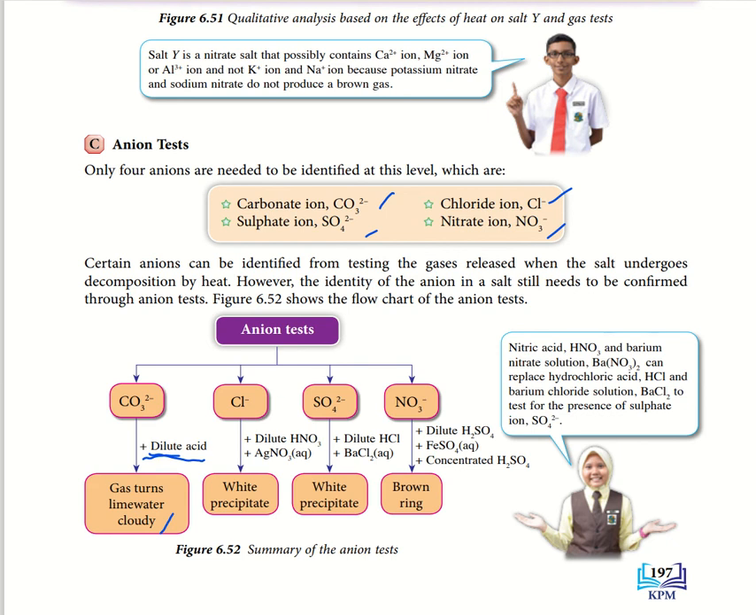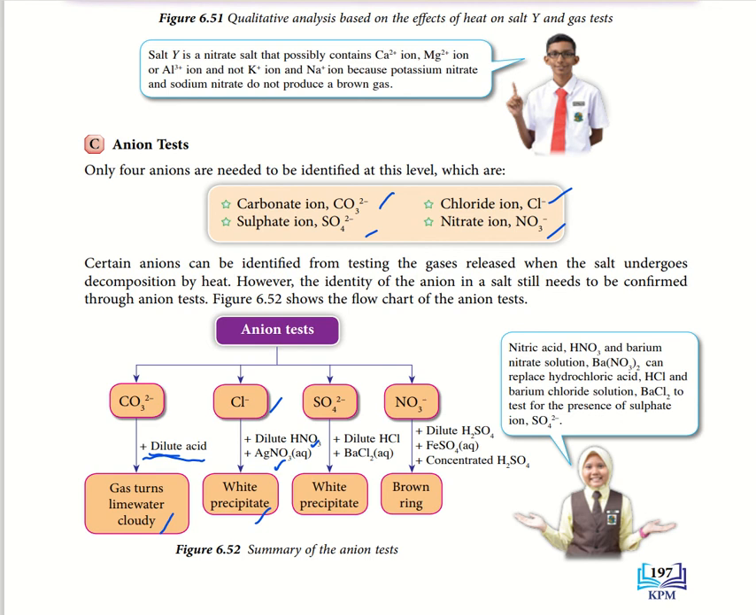For chloride salt, you use dilute nitric acid and silver nitrate. You add these two reagents, so it will produce white precipitate. So if white precipitate is present, then the salt is chloride salt. The anion present is chloride ion.